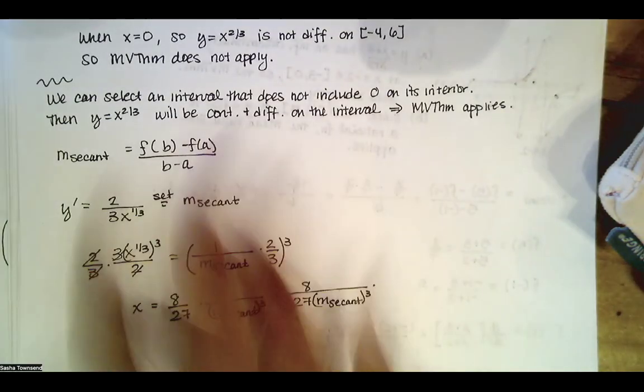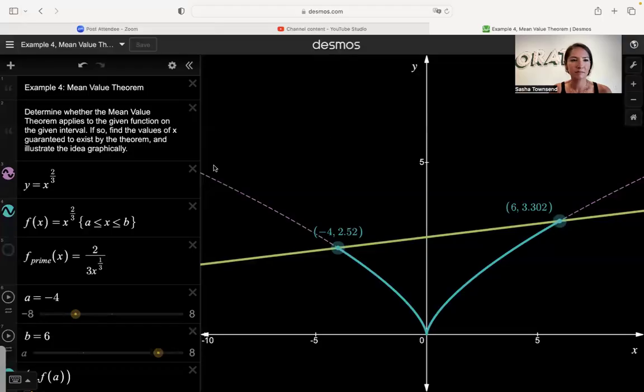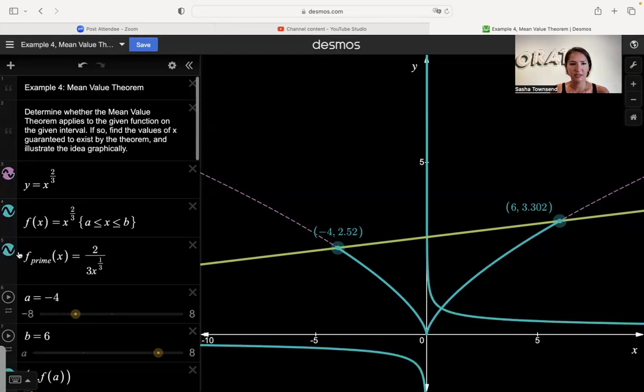So let's explore this graphically on desmos.com. Okay, so here is the function y equals x to the 2/3 on the original interval from -4 to 6. So we see that the entire function is that sort of bird-shaped thing, and we're just interested in that part between x equals -4 and 6. So we're interested in this highlighted part. We computed the derivative on paper. It was equal to that function, 2 divided by 3 times x to the 1/3 power.